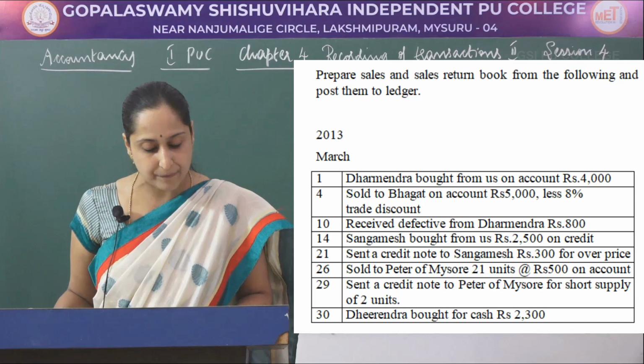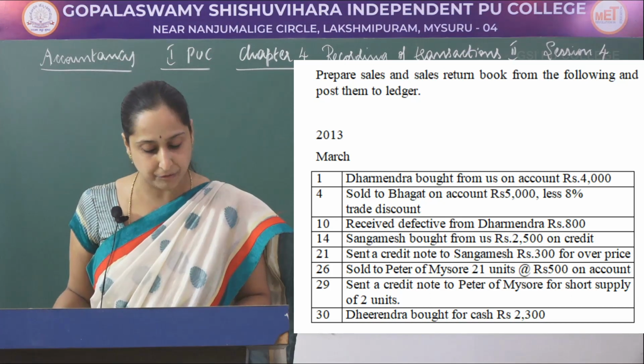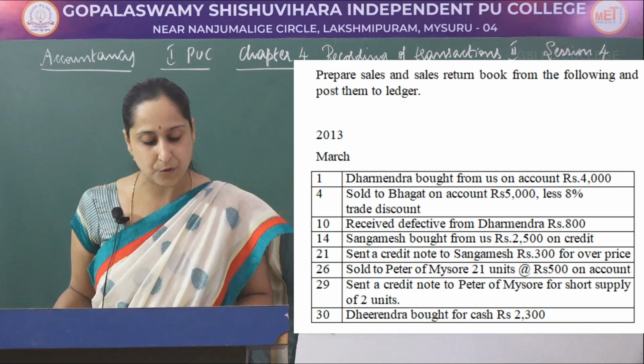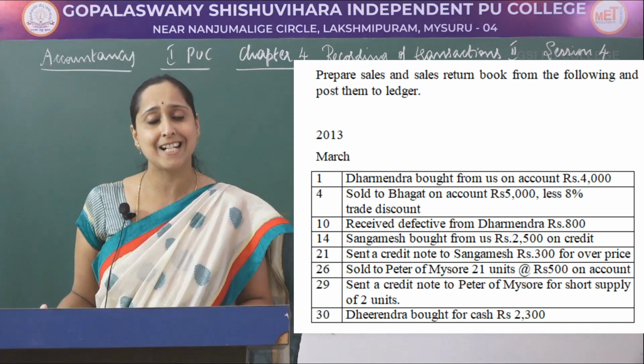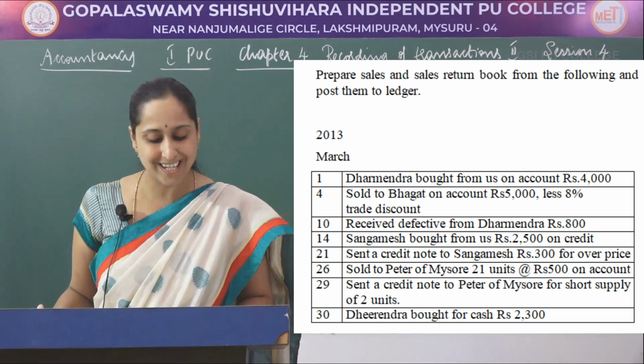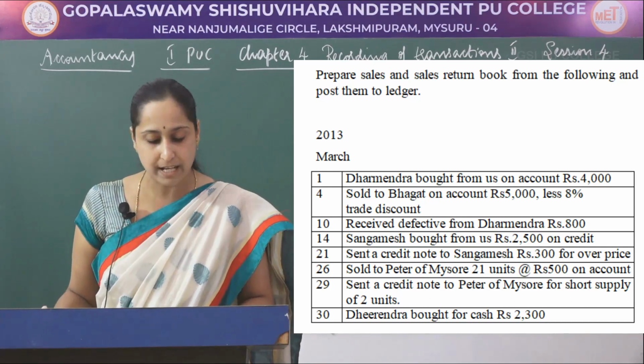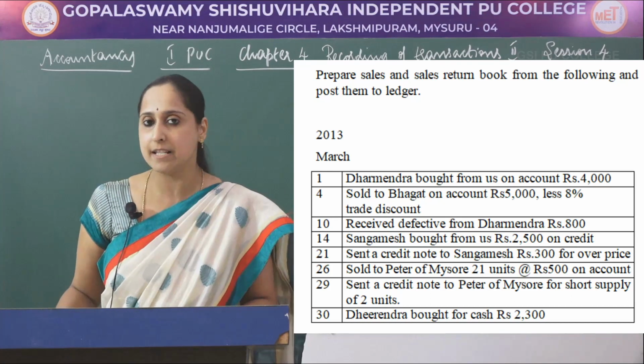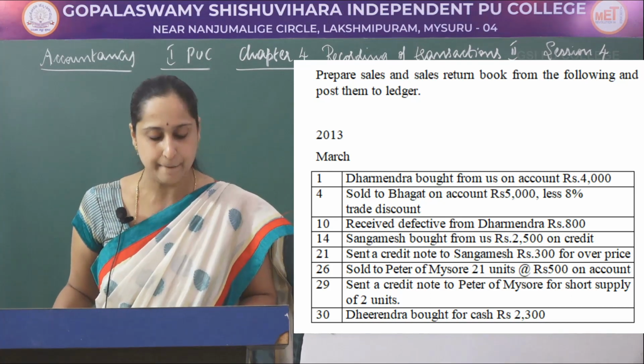On March 10th, received defective goods from Dharmendra, 800. This we have to record in sales return book because we had sold goods to Dharmendra on March 1st. So he is returning some defective goods to us. So we have to record it in sales return book worth rupees 800.